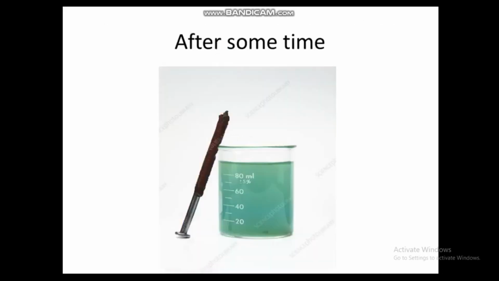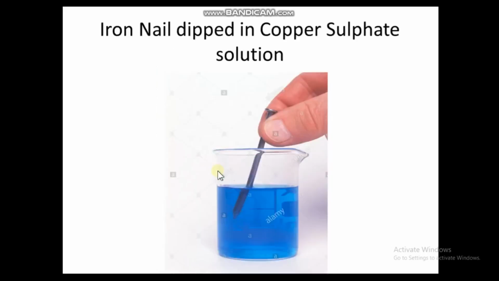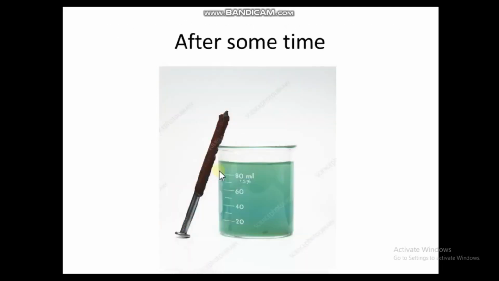When these types of things occur, it is known as a chemical change, because we cannot change this to the previous form. Can we change it back? If we dip it for some more time, will it be that? No, it is not possible. The previous form cannot be obtained, and these types of things are known as chemical changes.